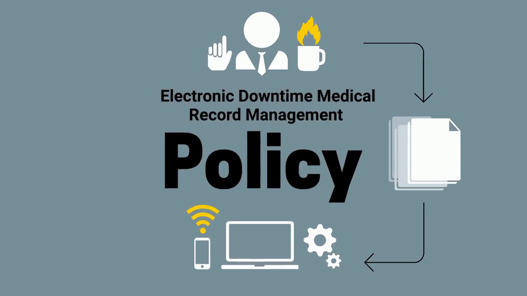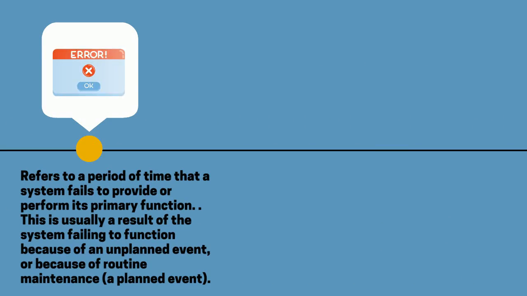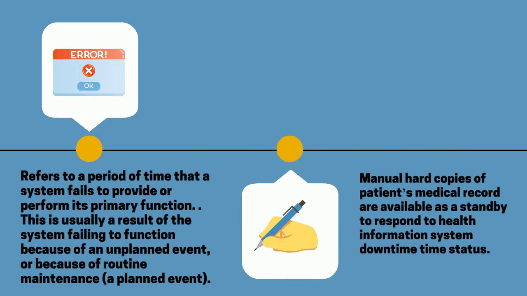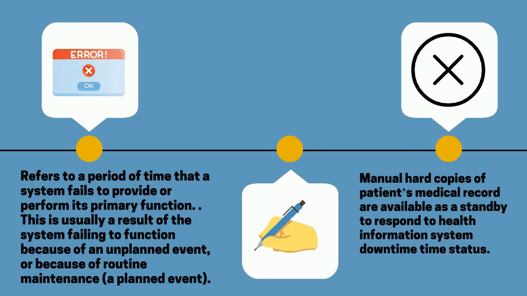Electronic Downtime Medical Record Management Policy. Electronic medical record downtime refers to a period of time that a system fails to perform its primary function because of an unplanned event, or because of routine maintenance. Manual hard copies of patient's medical record are available as a standby to respond to system downtime status.